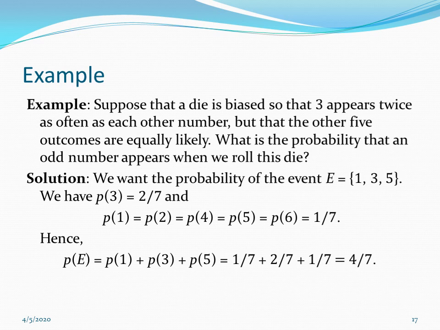What is the probability that an odd number appears when we roll the die? We want an odd number. This is the event E that we get 1, 3, or 5. But note in this case they don't have equal probabilities. The probability of 1 is the same as the probability of 2, same as the probability of 4, 5, and 6. All numbers except 3 have equal probability, equal to 1/7. The probability of 3 is twice that, so it will be 2/7. Now the probability of E is the sum of the probabilities. That's equal to the probability of 1 plus the probability of 3 plus the probability of 5. This is 1/7 plus the probability of 3, which is 2/7, plus 1/7. This is equal to 4/7.